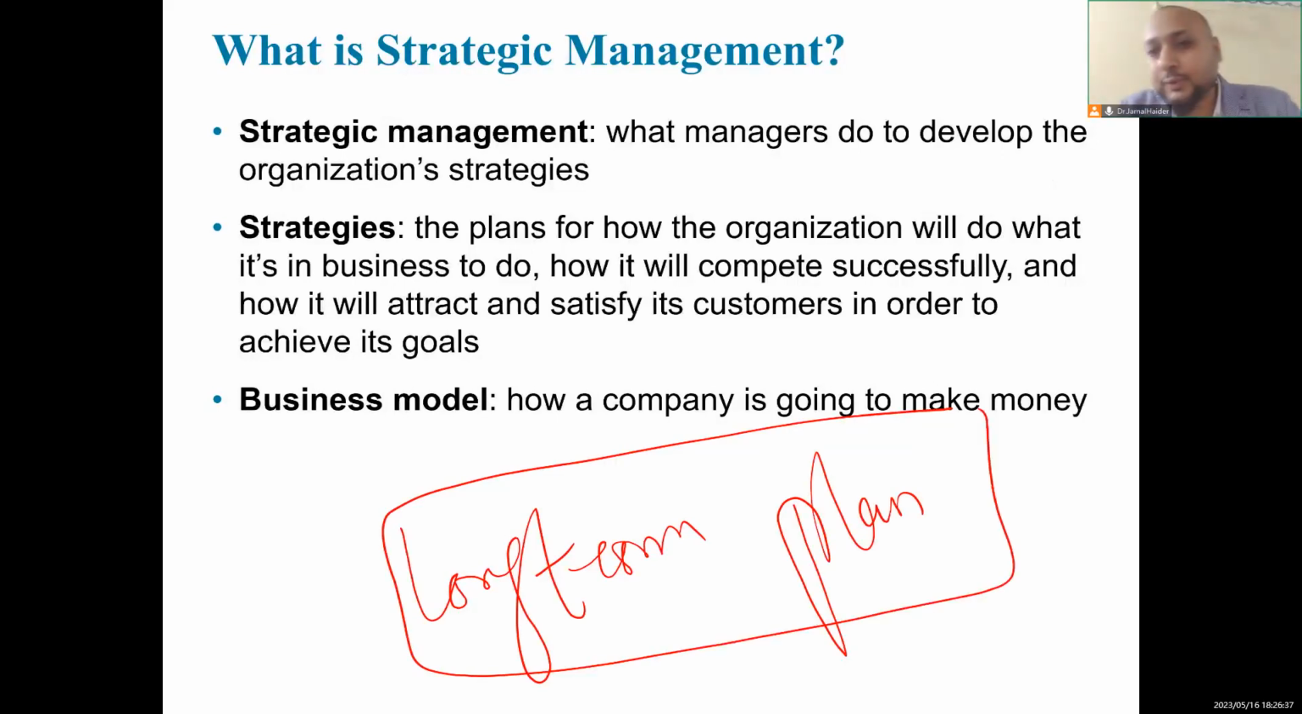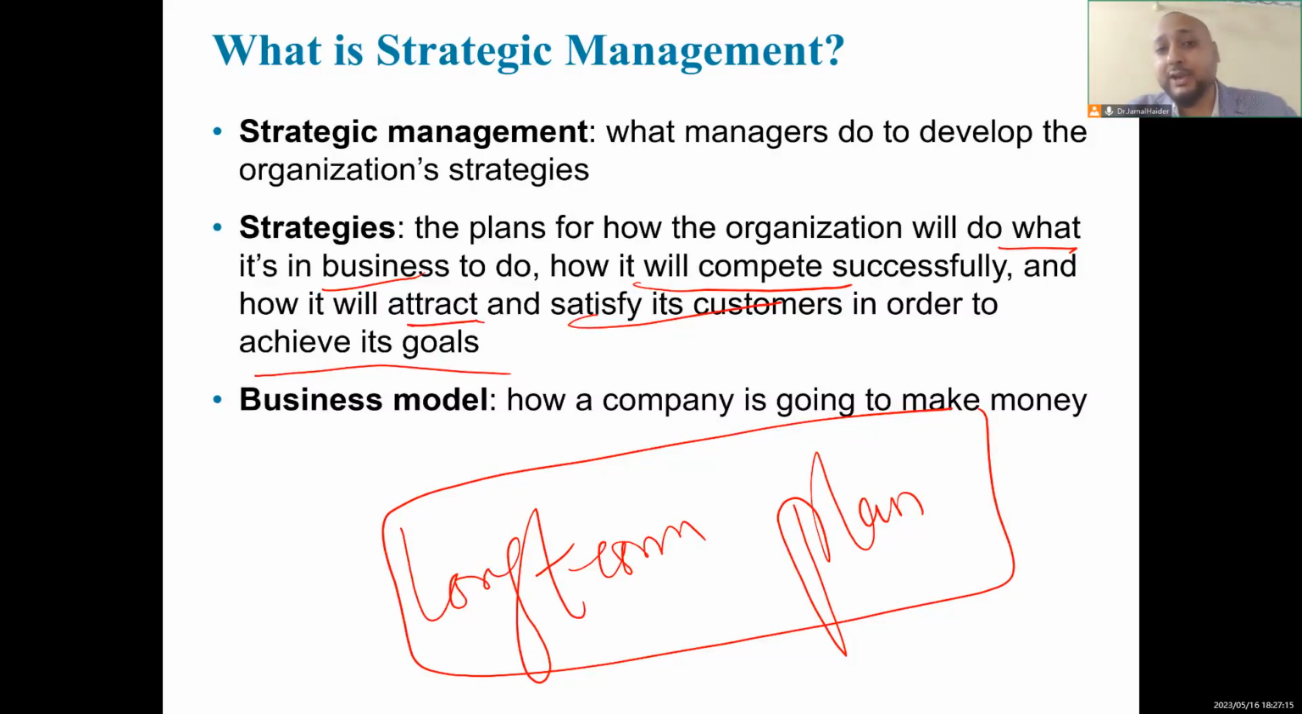So we talk about how strategy means a long-term plan. Whenever you hear the word strategy, it means it's a long-term game, right? It is the plan for how the organization will do what it's in business to do, how it will compete successfully, and how it will attract and satisfy customers in order to achieve its goals. So it cannot be done in the short term. Of course, it's going to be long term. So in a simple sense, strategy means a long-term plan to achieve some organizational objective, some goal.